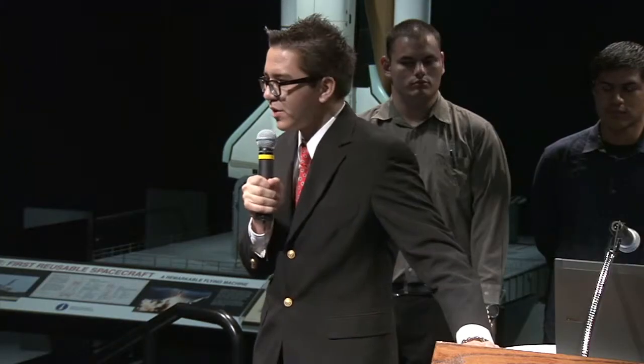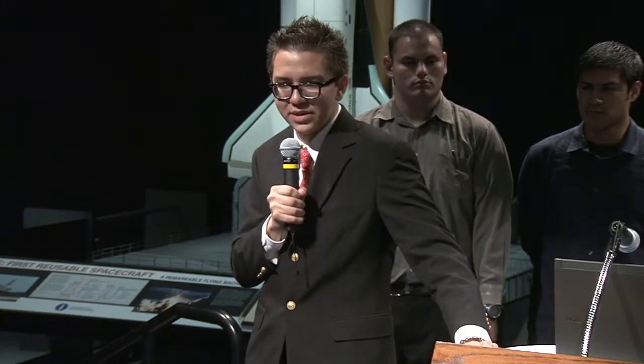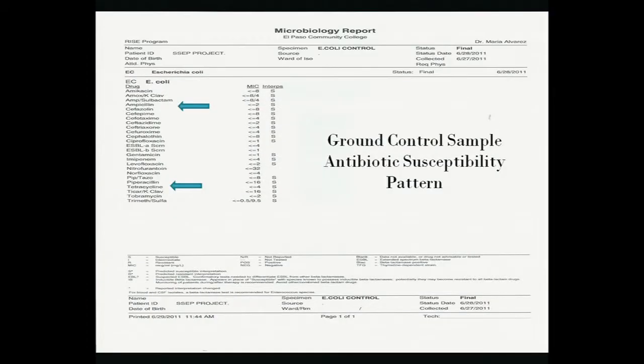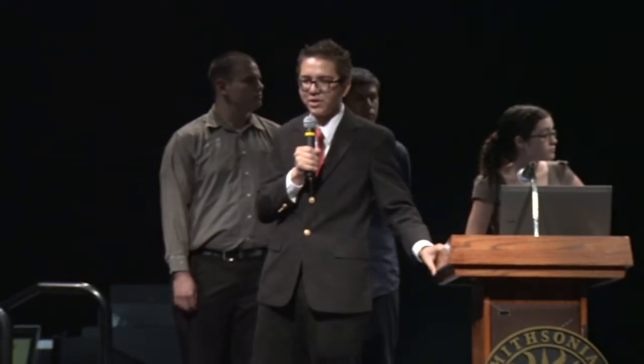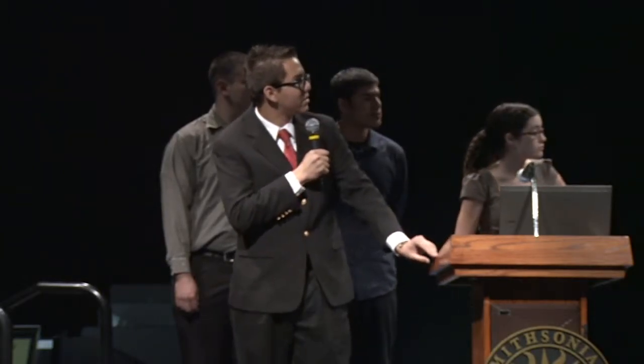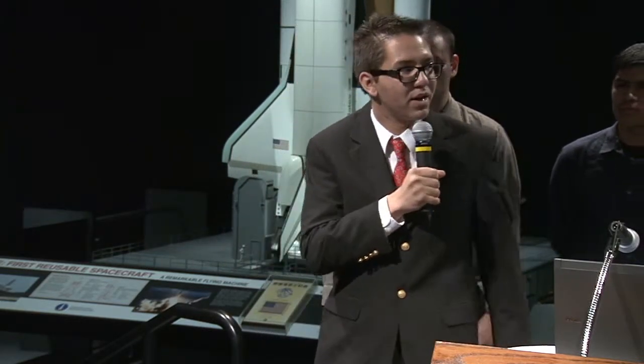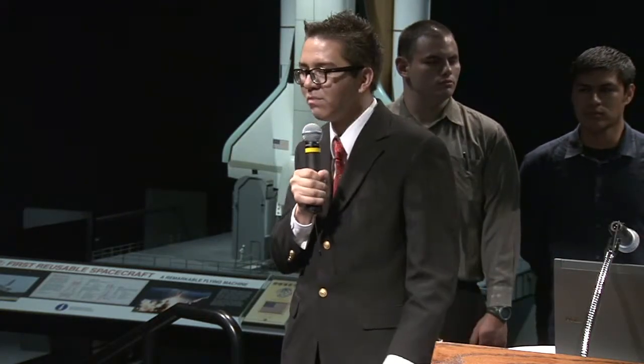For the ground control sample, since we were working with E. coli, just to double check, we were able to verify that it was E. coli, with a 99.9% probability of correct identification. Afterwards, the computer generates the antibiotic susceptibility pattern, and it displays the commonly used antibiotics, whether or not they're susceptible, and the minimal inhibitory concentration, which is measured in milligrams per liter. As we can see, since the K12 strain is a laboratory strain and is non-pathogenic, it is susceptible to some of the most commonly used antibiotics. Specifically, we wanted to highlight ampicillin as well as tetracycline.